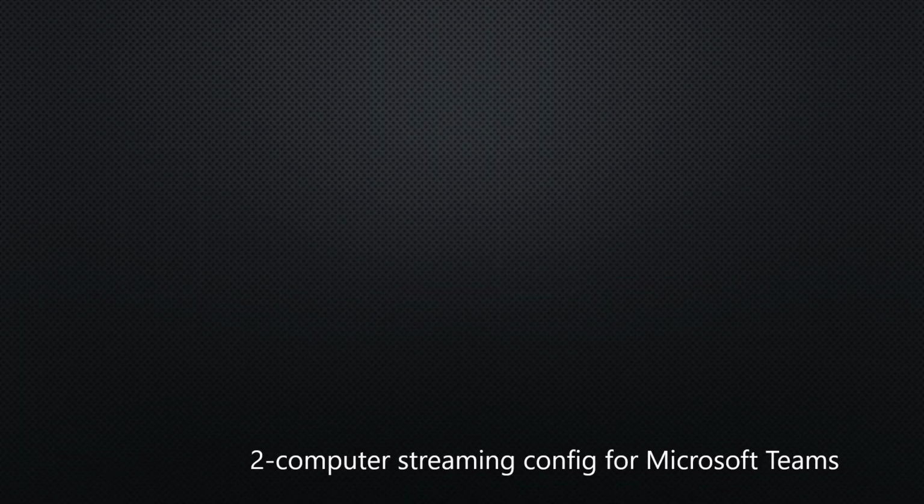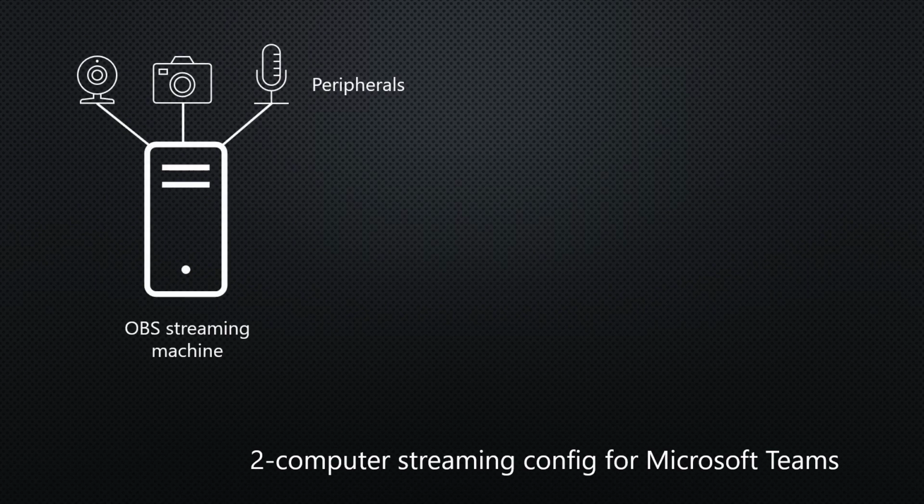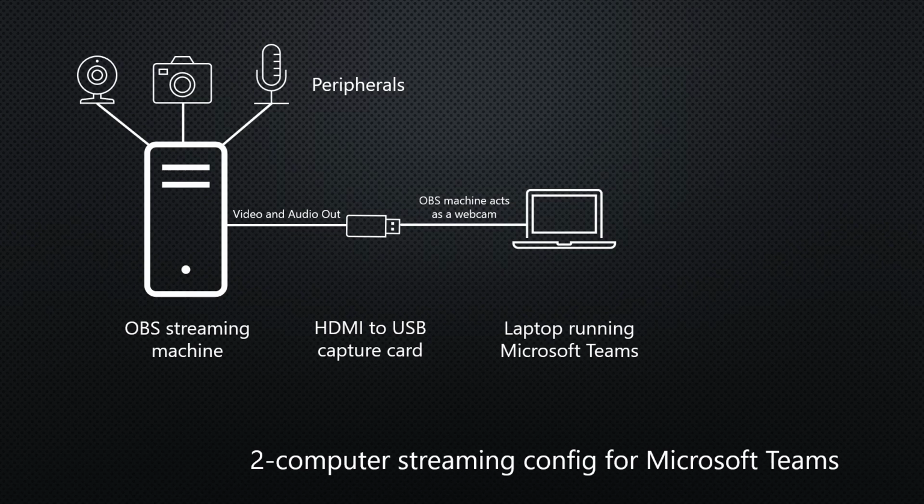So architecturally, we're going to flip our model around and start with the OBS streaming machine attached to all of your cameras and microphone and scenes and your demo devices, etc. Next, we'll output its display again via HDMI to a capture card like the Camlink, which effectively makes that computer also a webcam for your work computer.